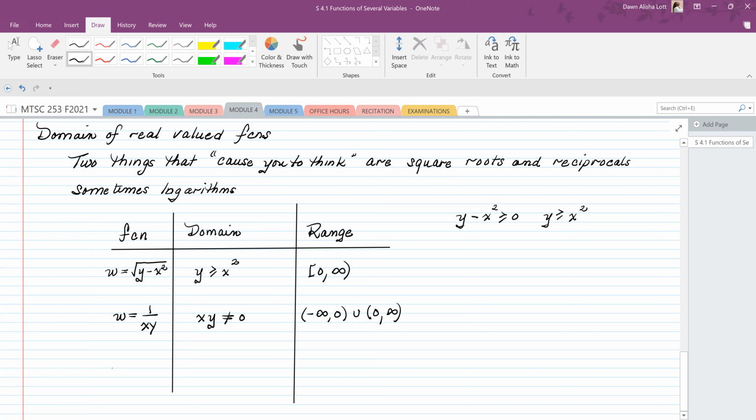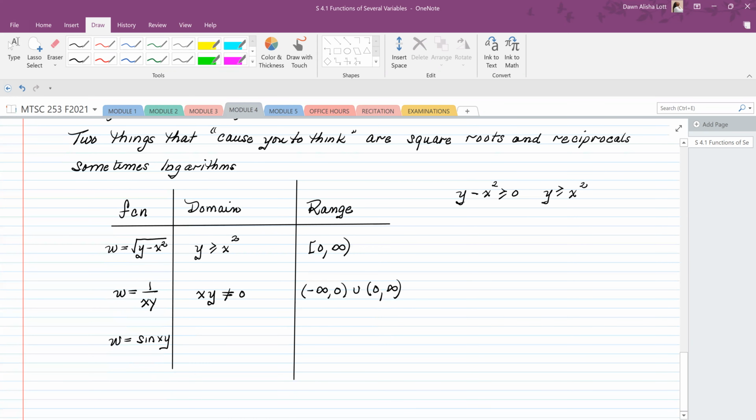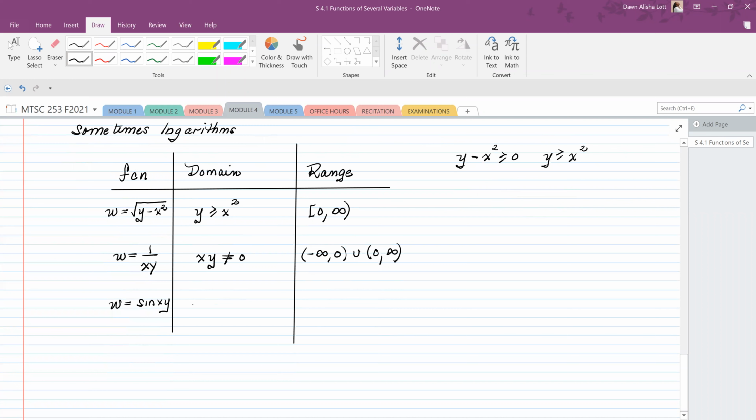How about W equal to the sine of xy? Okay, I can put any number in there. So the entire plane, the entire xy plane can go in there. But only numbers between -1 and 1 can come out.